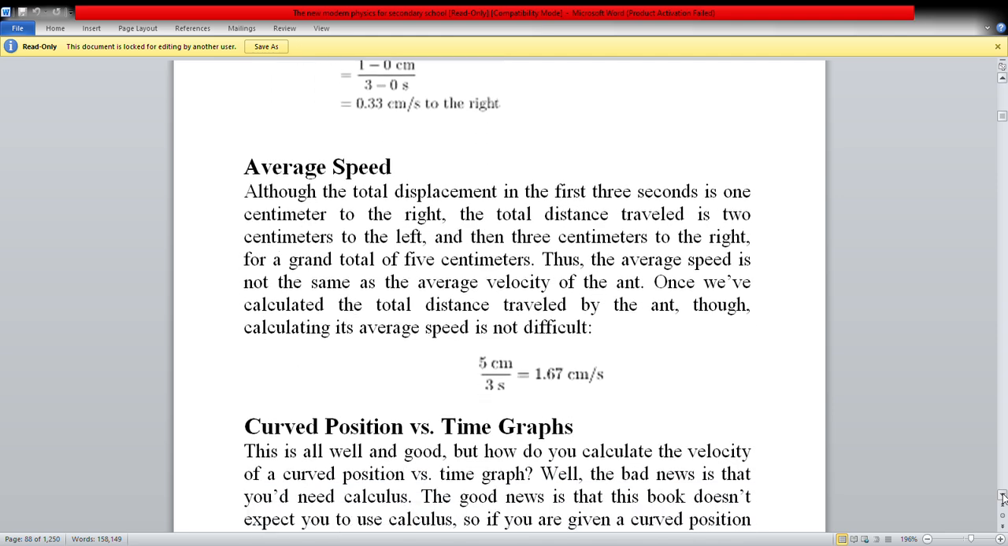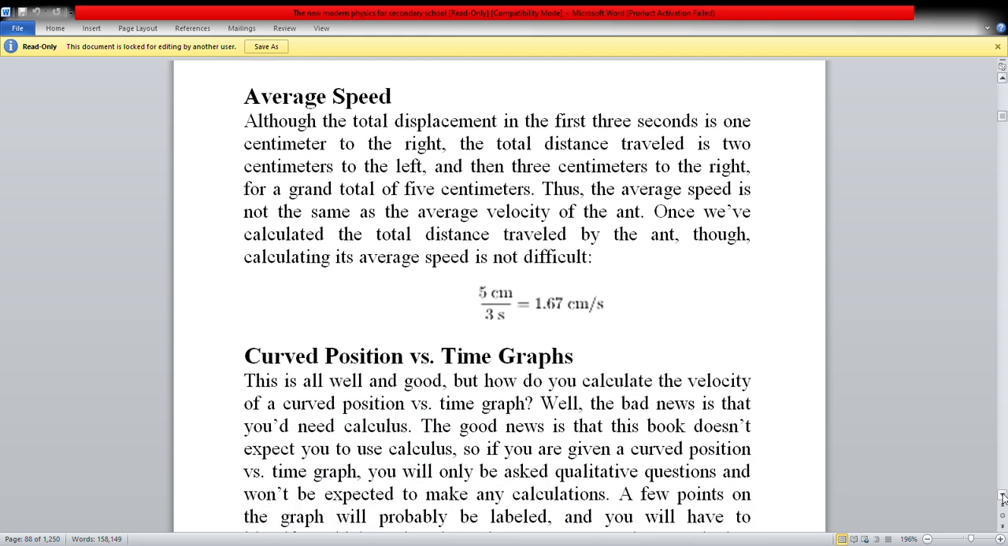Average speed is equal to the total distance, that means we can add all the path, that is 5 centimeters, divided by the total time, which is 3 seconds, which is equal to 1.67 centimeter per second.